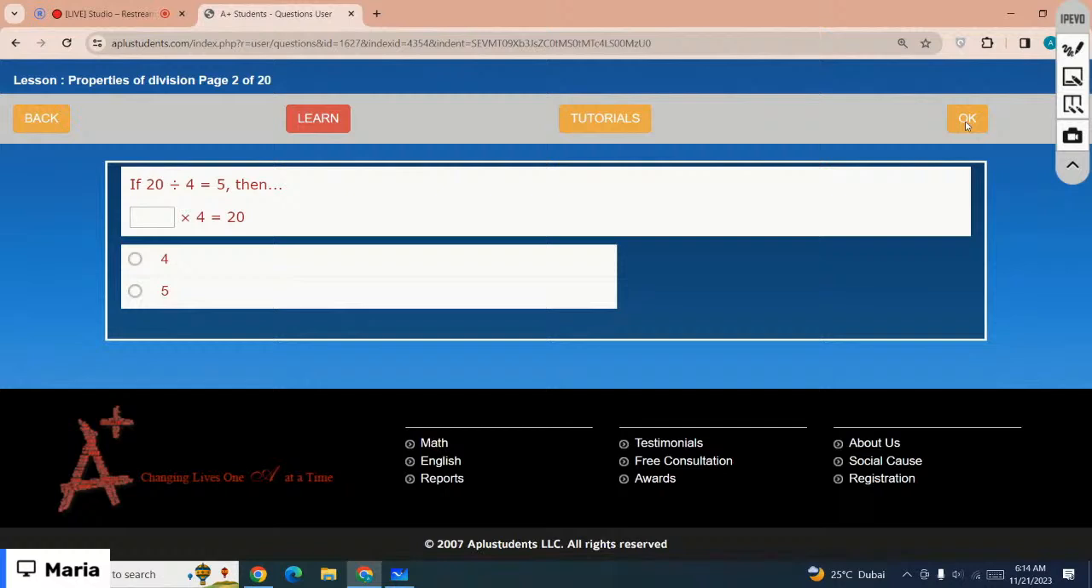If 20 divided by 4 equals 5, then missing number times 4 equals 20. Which number is missing?